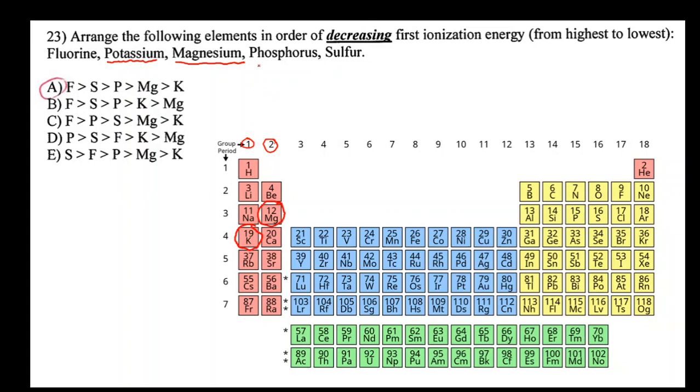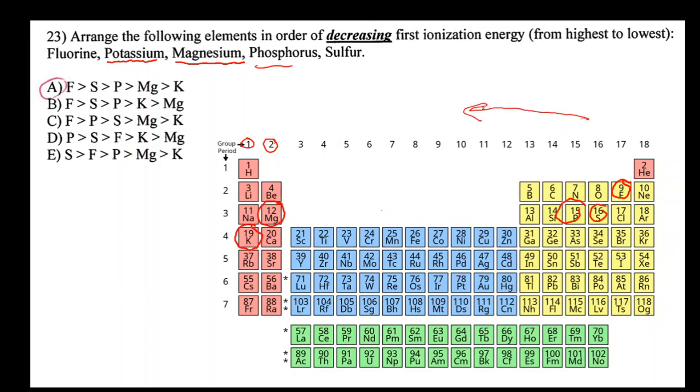And then the next ones we want to deal with are phosphorus, sulfur, and fluorine. So that is this guy, sulfur, fluorine. Just looking at these, in terms of ionization energies, generally they decrease across a row.